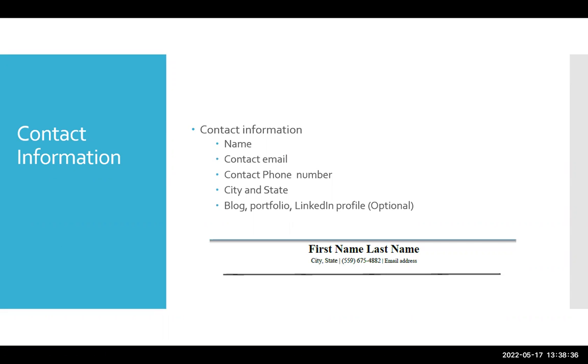For your contact phone number, you want to make sure that you do have your area code. You also want to make sure that you have your voicemail set up. As you begin to apply to jobs, chances are that you are going to be receiving phone calls. So if you don't answer your phone, you want to make sure that there's an appropriate voicemail that an employer can leave a voicemail to get in contact with you.